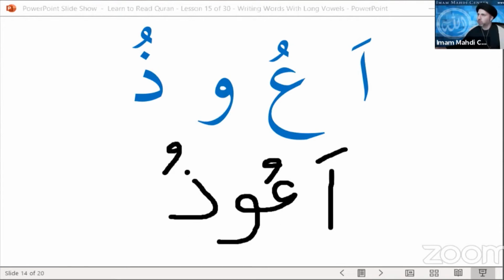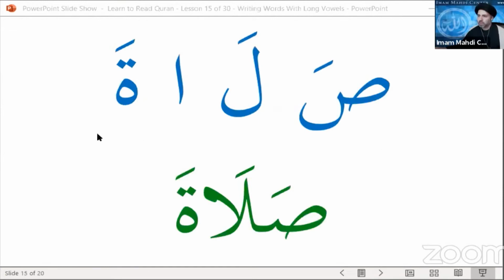Our next word again has 4 letters. Sad with fatha, where it gets pronounced sa. Lam with fatha and alif, again we have this combination, the lam alif. This gets pronounced la. And then, if you remember from one of our previous lessons, we got introduced to this. This is called ta marbuta. This gets pronounced like the letter ta, and it has the fatha, so you read it as ta.